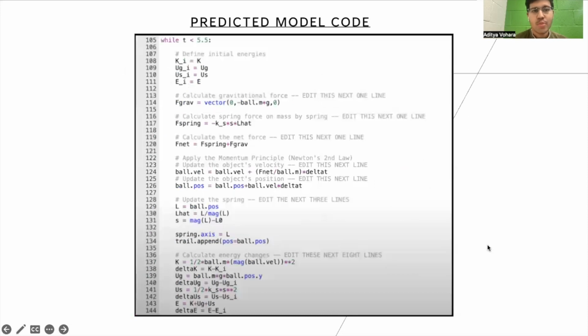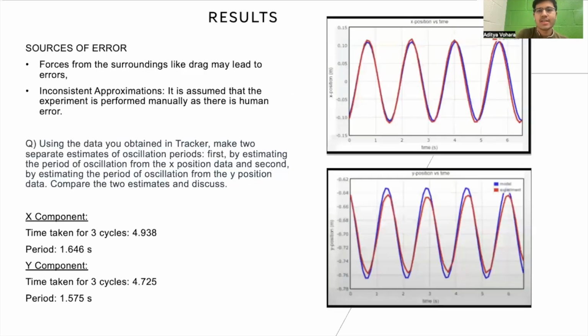The predicted model is shown below. This is a very important slide. As you can see, we first calculated the gravitational force, then we calculated the spring force on the mass by the spring, then we calculated the net force by adding the spring force plus the gravitational force. Then we applied Newton's second law, which gives the velocity update formula and the position update formula to find the position and the velocity. Finally, we updated the spring, and then we found the change in kinetic energy, change in gravitational potential energy, and change in spring energy. Finally, all of them were added together to find the change in total energy. The results are as shown below.